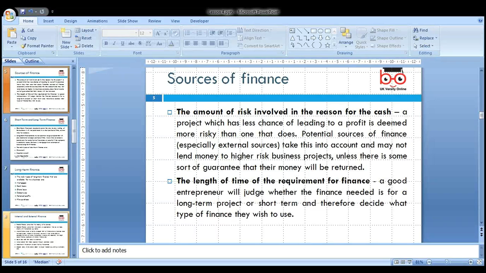A project which has less chance of leading to profit is deemed more risky than one that does. Potential sources of finance, especially external sources, may not lend money to a higher-risk business project unless there is some sort of guarantee that their money will be returned. So that's why, guys, it's important to get a good source of finance with less risk and less interest, always backed by the goodwill of the company.